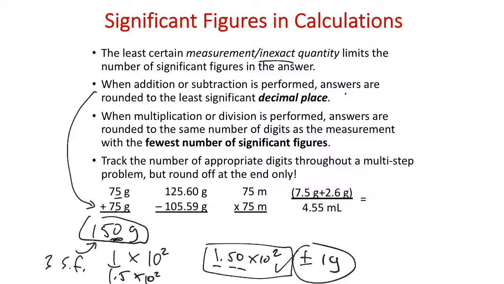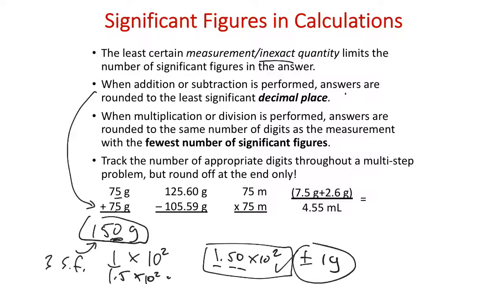The reason why this matters is it's a little bit different. If you wanted to say that you only had a confidence of about 10 grams in that measurement, then you would report it as 1.5 times 10 to the 2. Or if you're in a stats class, you would say it's 150 plus or minus 10, as opposed to 150 plus or minus 1.